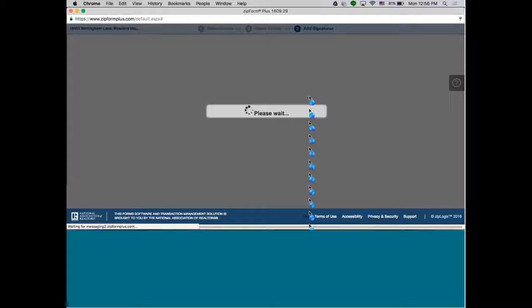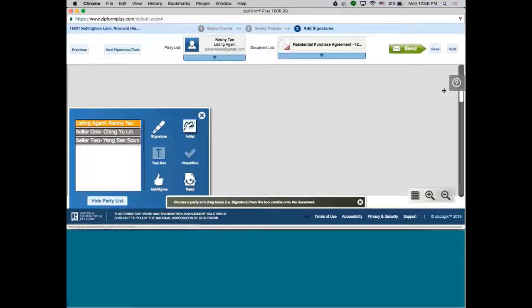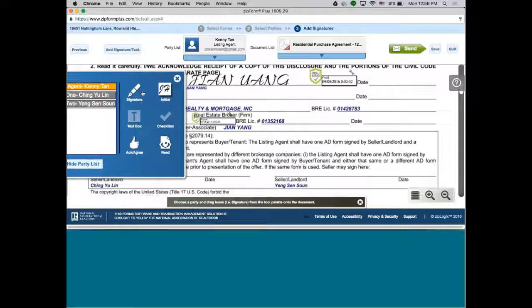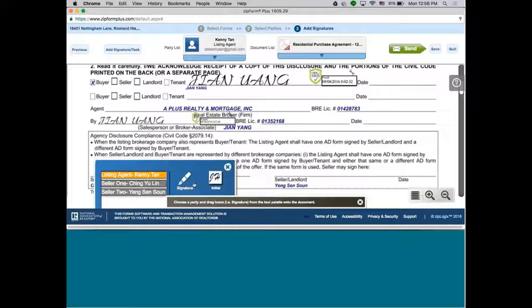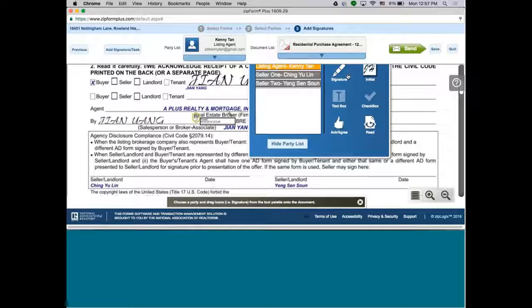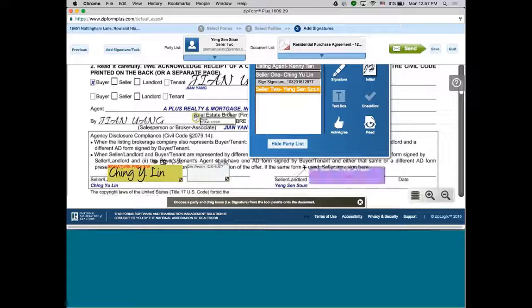So now I'm going to ratify this particular offer after the buyer has accepted my seller's counteroffer. To ratify it, I just need to put the signatures where they should be. This one, you see, if you notice, this is where the seller is supposed to sign. So I put the seller signature here as the first seller, and the second seller, I put the second seller signature here, right? Okay.